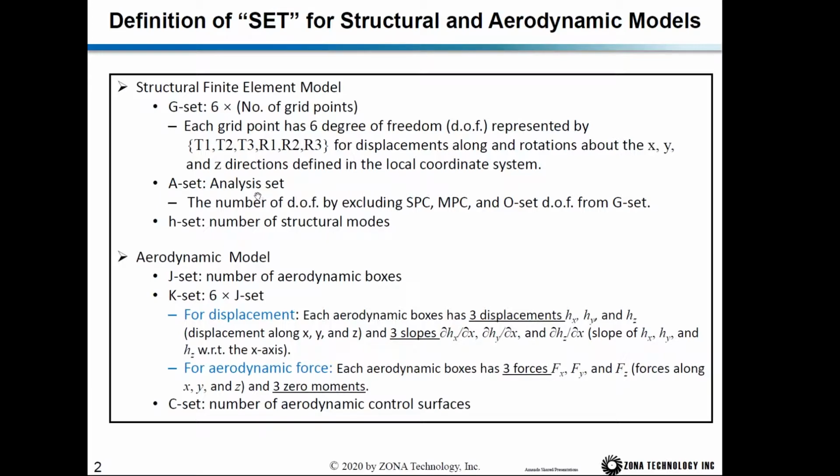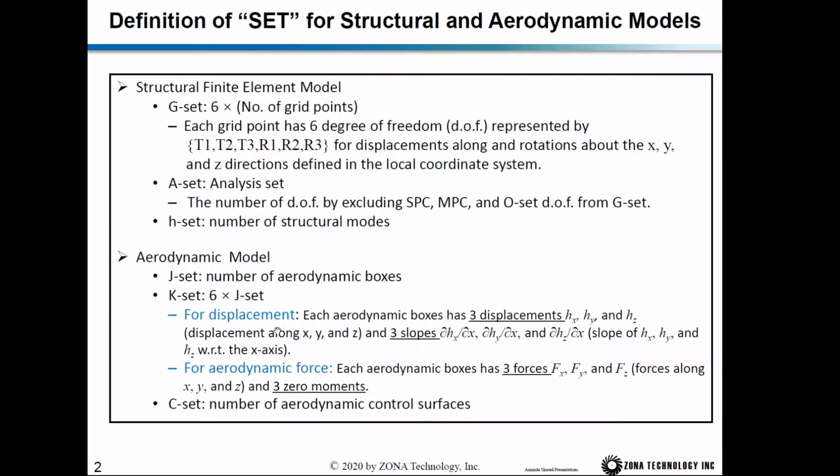If we say A set, that means analysis set. A set is the number of degrees of freedom obtained by excluding SPC, MPC, and O set from the G set. If we say H set, that means the number of structural modes. For the aerodynamic model, J set means the number of aerodynamic panels or boxes. K set is 6 times J set.